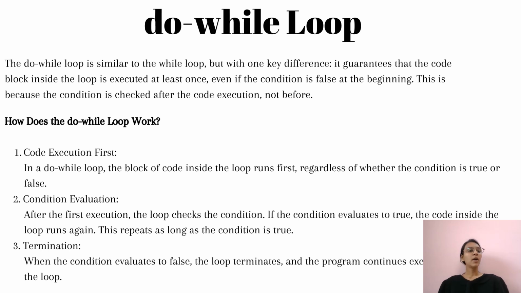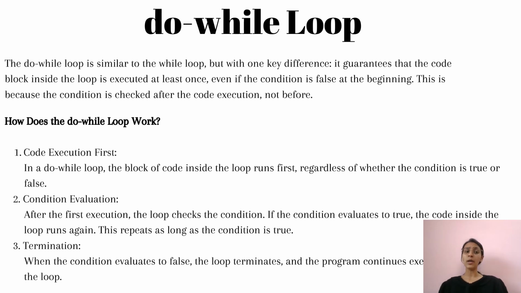Do while loop. Do while loop is similar to the while loop but with one key difference. And what is the difference? It guarantees that the code block inside the loop is executed at least once, even if the condition is false at the beginning. This is because the condition is checked after the code execution, not before.